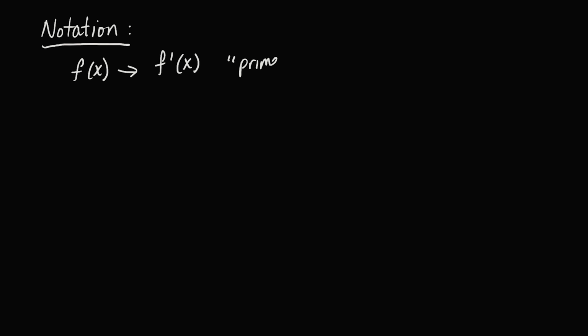Now, notation-wise, we have a few ways of representing derivatives. Sometimes you're going to see all of these different notations coming around, and they all just mean the same thing. If f of x is your function, then the derivative would just be f prime of x. We call this prime. And sometimes it could be dy over dx, which is just the derivative of y with respect to x.